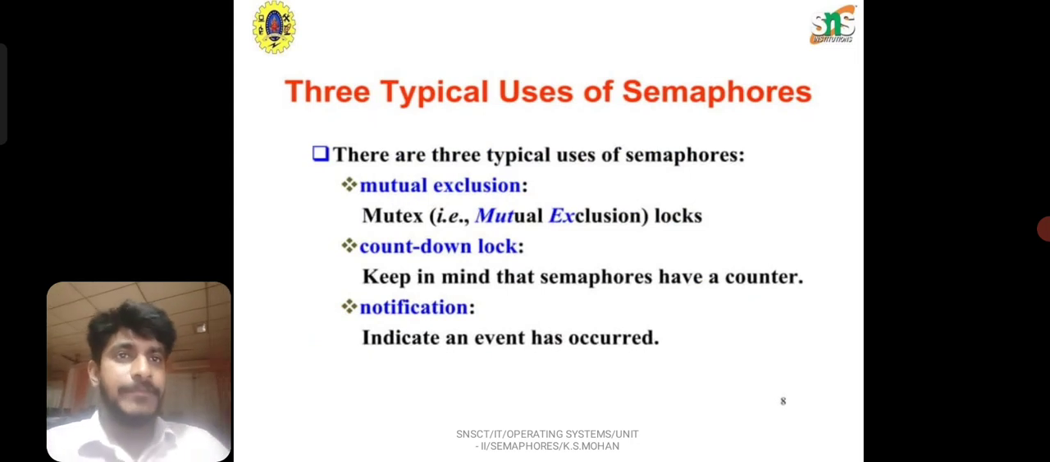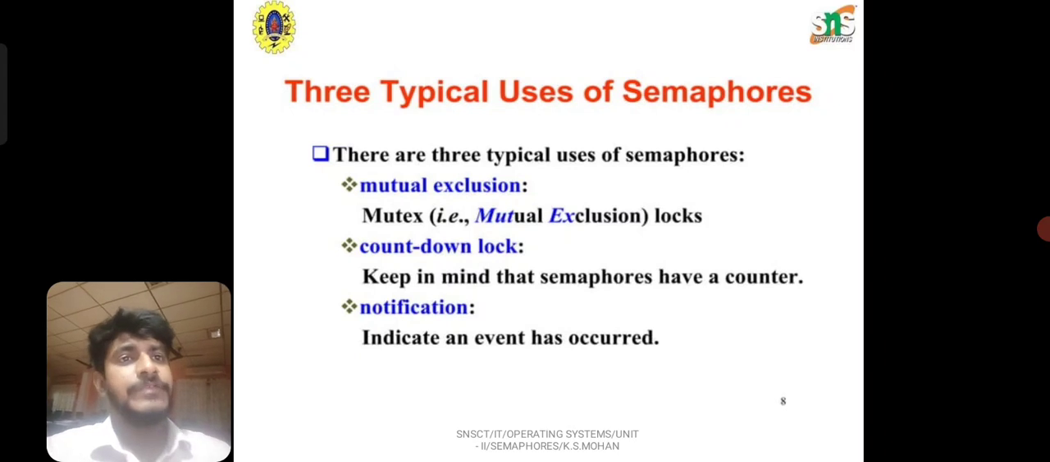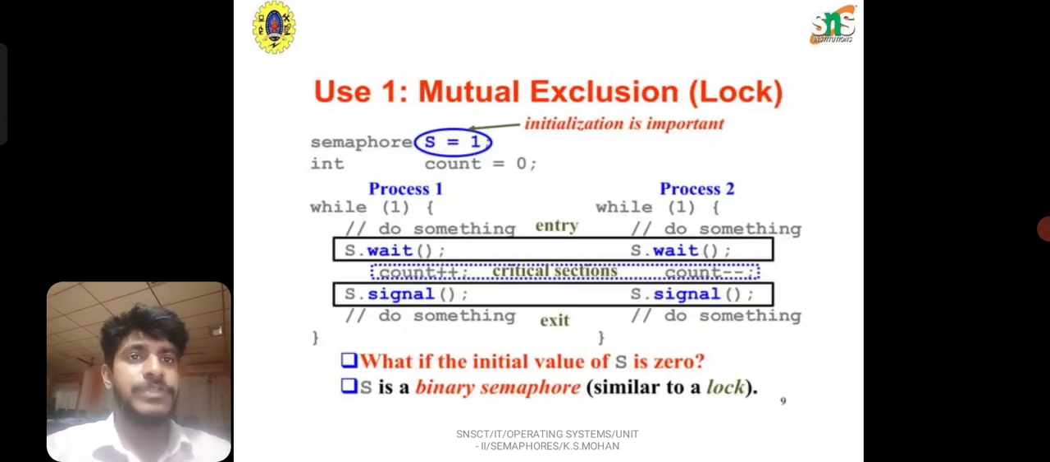Then three typical uses of semaphores are mutual exclusion, countdown lock, and notifications. Mutual exclusion locks. Keep in mind that semaphores have a counter and indicate that an event has occurred. So these are the three types of semaphores we are using. First one, mutual exclusion, where s equals 1, and what are the conditions here.